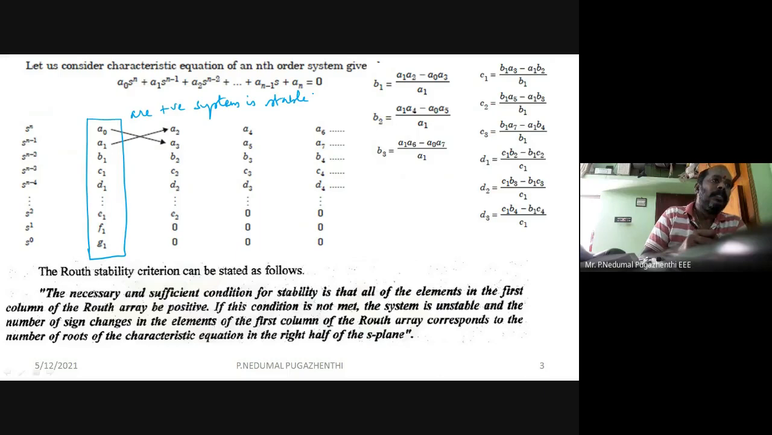If there is a sign change in this first column, then it is going to be unstable, and the number of sign changes provides the number of roots in the right hand side of the S plane. You can see that has been mentioned here in the statement downwards. If all the elements in the first column of the Routh array are positive, then that is the necessary and sufficient condition for stability. Okay?